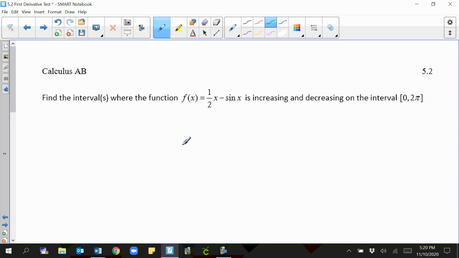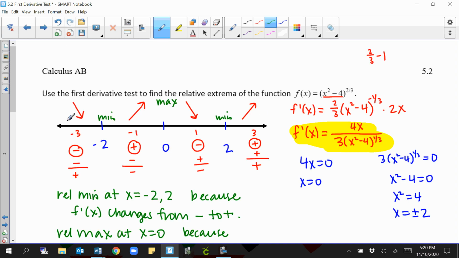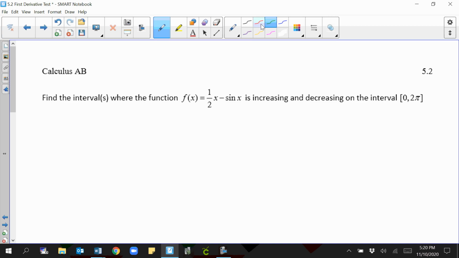So this one says find the intervals where the function is increasing and decreasing. So I'm going to do the same thing, but instead of finding the extrema, I just need to find the intervals where it's increasing and decreasing. So first step is to take the derivative. So f prime of x is equal to the derivative of 1/2 minus the derivative of sine x, which is cosine x.